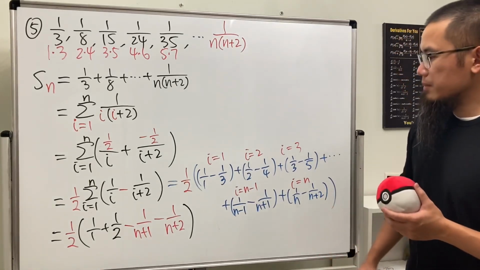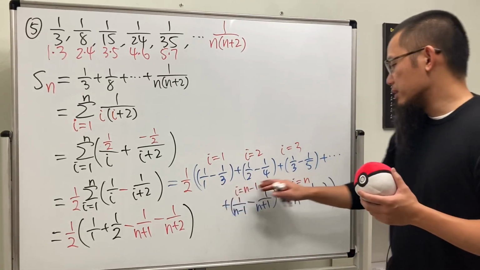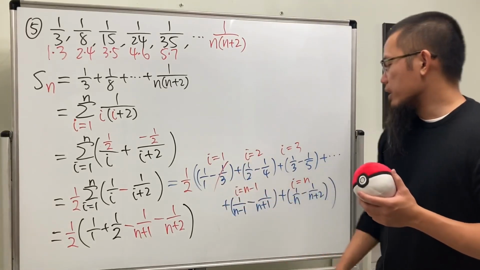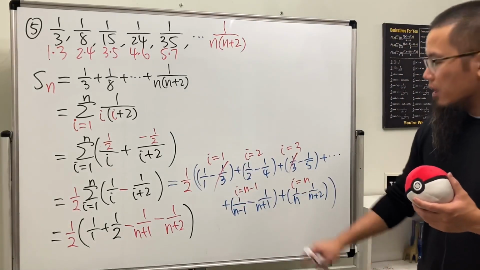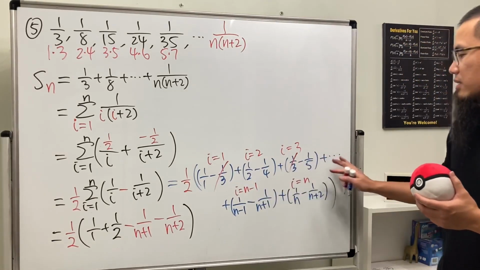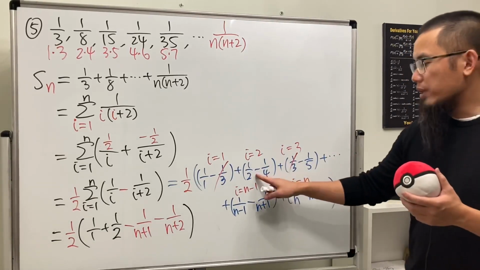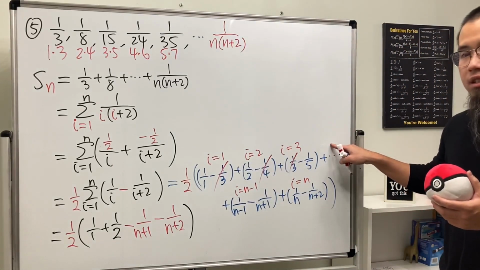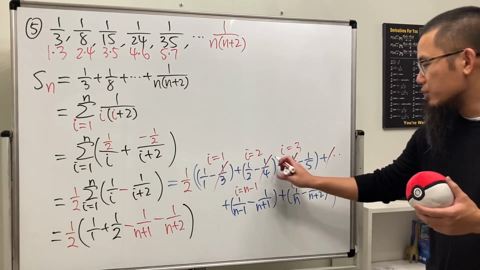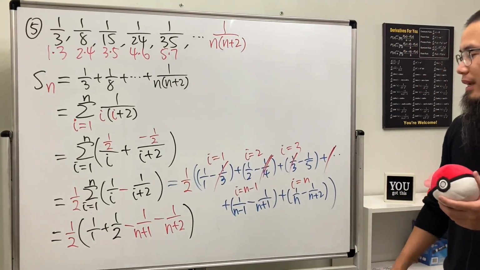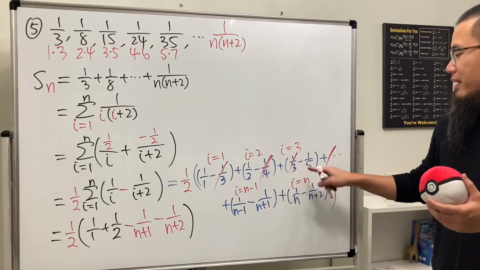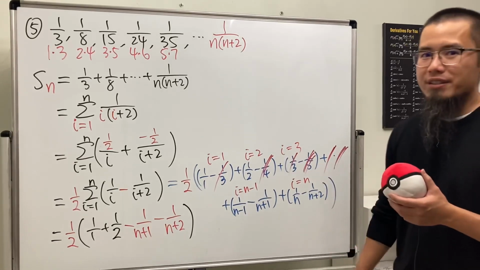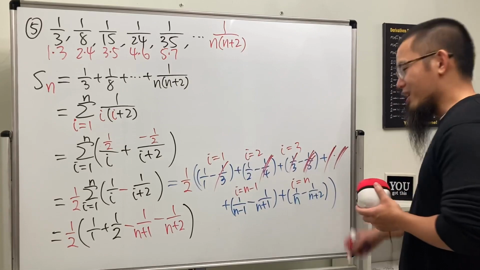Now check this out. 1 survives because there's nothing else that we can cancel. But negative 1/3, this right here will cancel with that. 1/2 survives because there's nothing like negative 1/2. No. But this right here is negative 1/4. This right here will cancel with the next term when i is equal to 4. So this right here cancels with that. This right here is gone already. This guy is going to be cancelled with the next one. We just didn't write it down. So on, so on, so on.